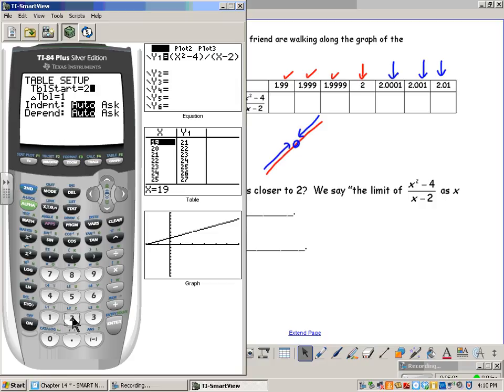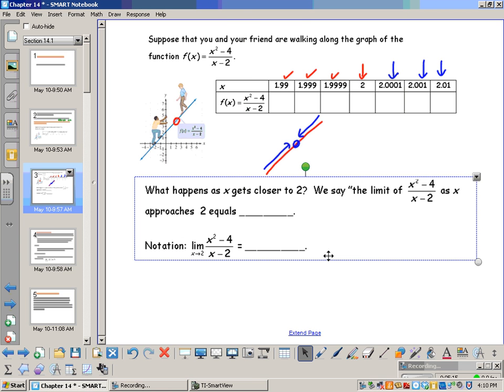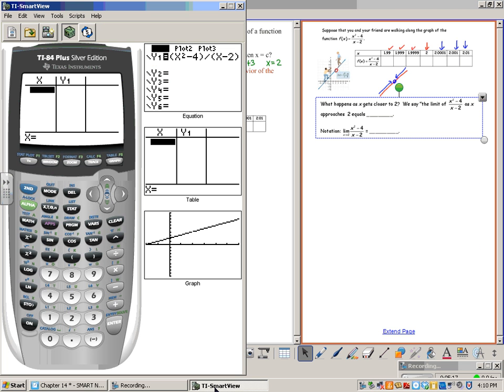And then we're going to have our table changed by 1, but in the independent here, we're going to change this to ask, so we can put in some values that we would like to put in. And let's go to our table, and let's change this so I can see both screens at one time, and we're going to go through and look at the values that we would get here. So the first value that I have on my chart is 1.99, so I'm just going to start putting those in.